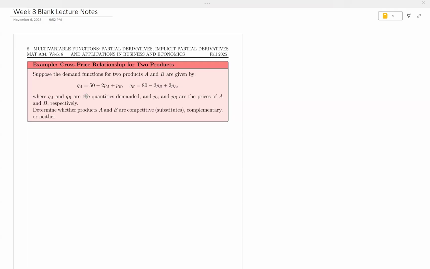Okay. So we're given two demand functions for products A and B, where the quantity is defined using the price of both objects. So quantity A is defined using the price of A and B, and quantity B is also defined using the price of A and B. Q of A and Q of B are the quantities demanded, where P of A and P of B are the price of each object.